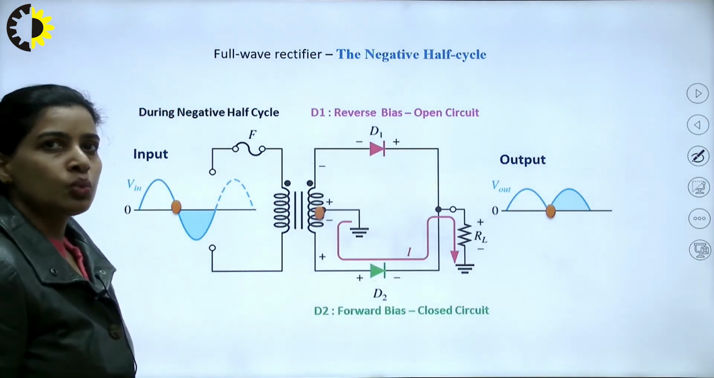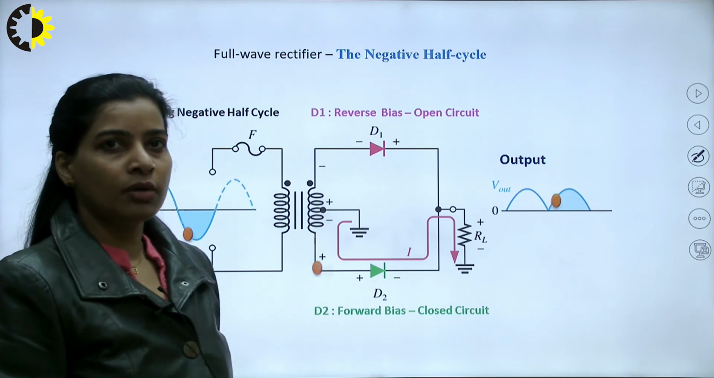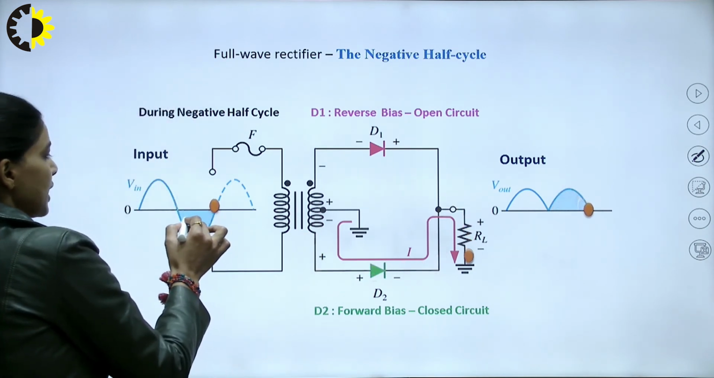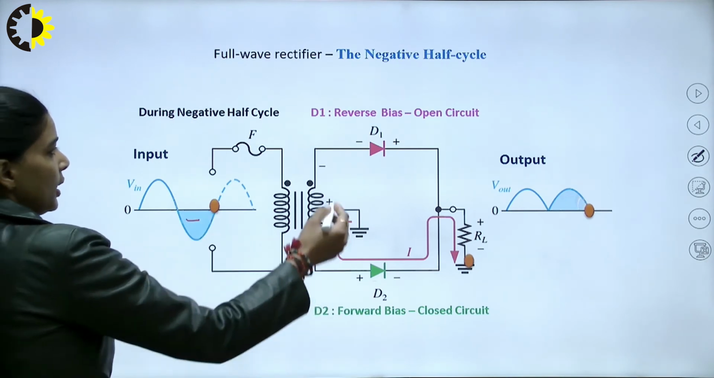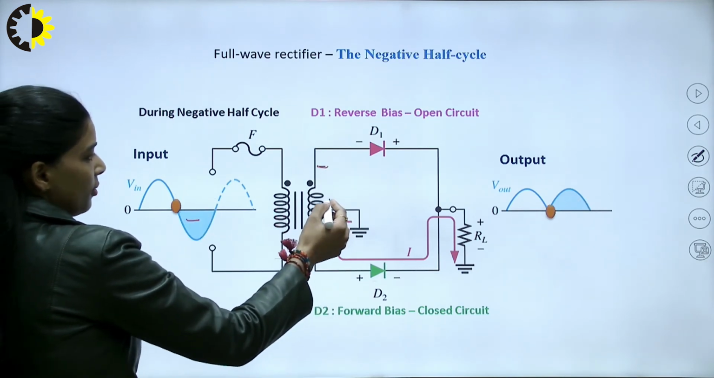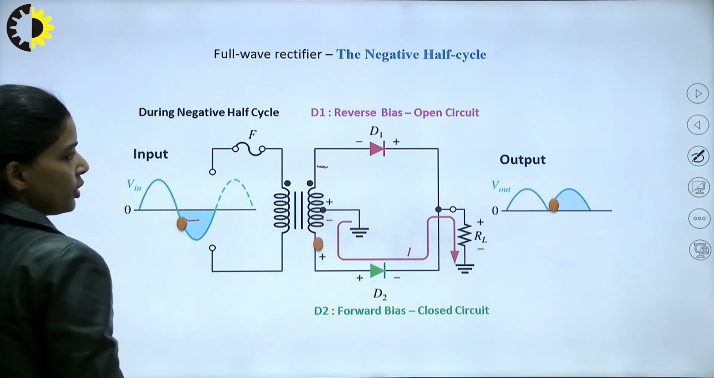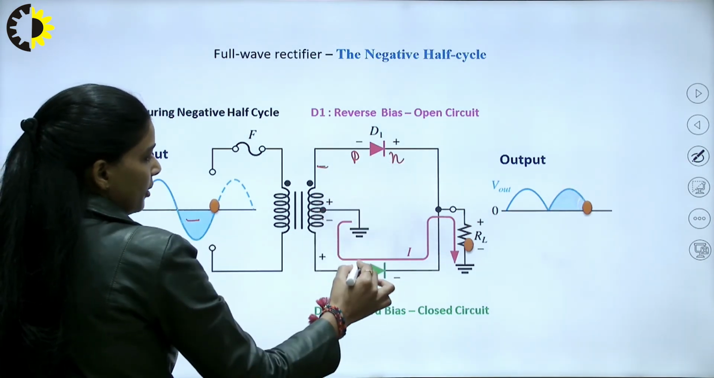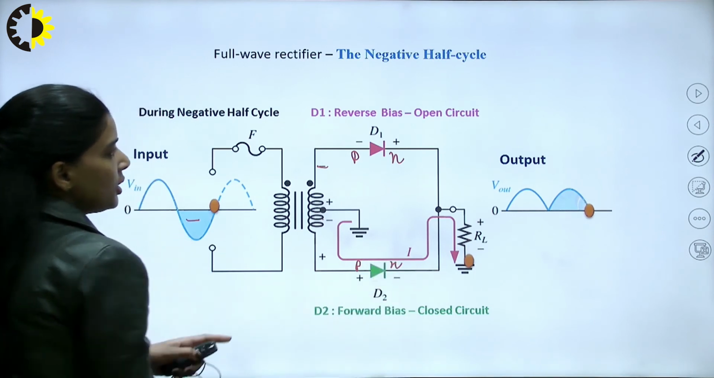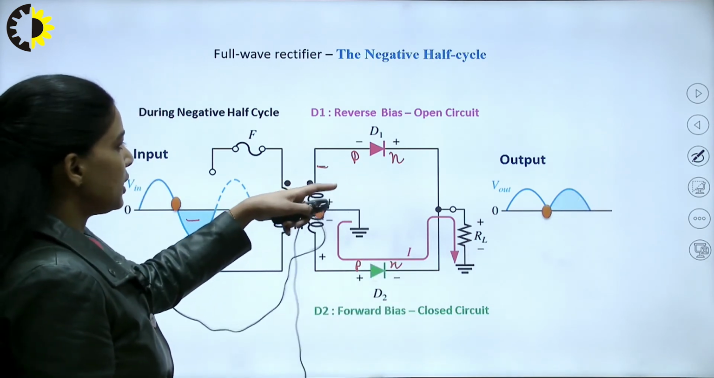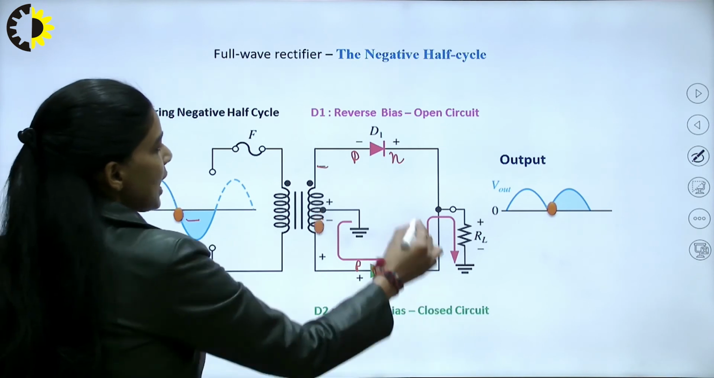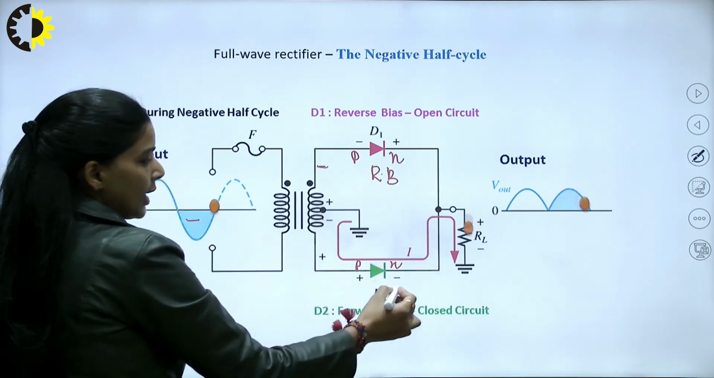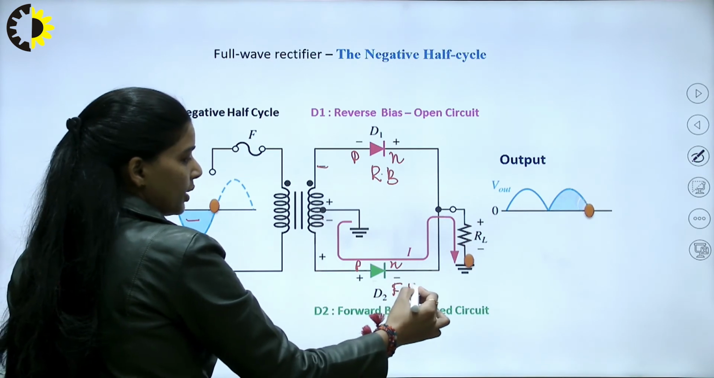What happens when the negative cycle of the input appears? When the negative cycle of the input appears, here we have negative, positive, then negative and positive. So, this is P, N, P and N. Now this P is connected to the negative side. So, this diode will be reverse biased, and now the diode D2 is forward biased.